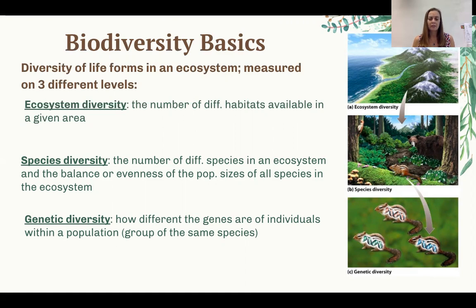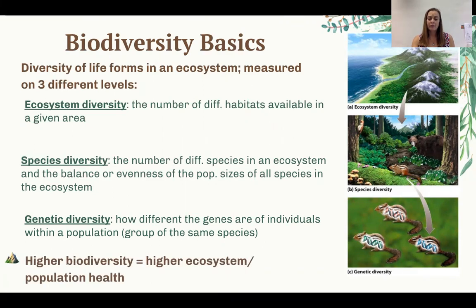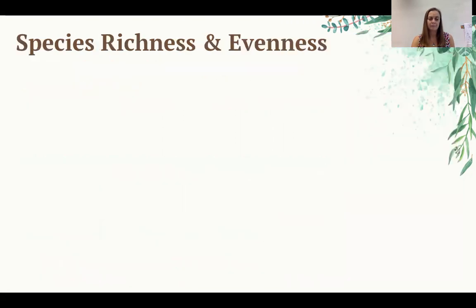When we talk about genetic diversity, we're talking about the individuals within a population. How different are their genomes? How different is their genetic makeup? The higher that level of genetic diversity is, the better their chances of being able to survive, again, a change in their environment. The higher the biodiversity is, the higher the ecosystem and population health tends to be. And this is why we use biodiversity as a measure of the health of an ecosystem.